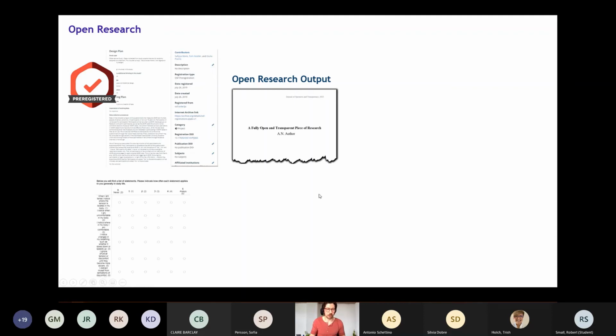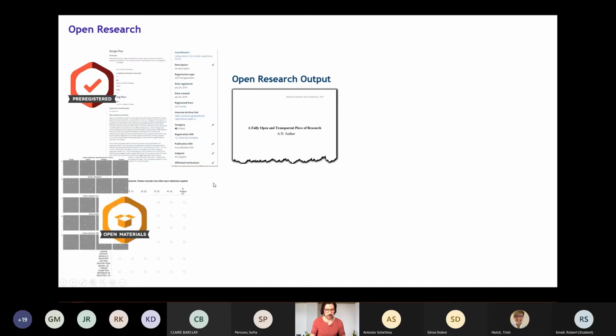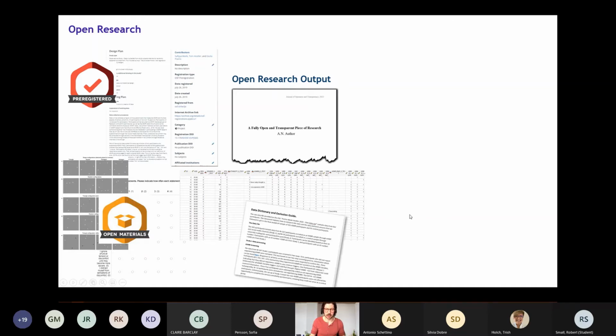We would have access to all the materials that they used, so the actual word-for-word questionnaire that they used in the research, as well as any experimental stimuli or other materials. We would have access to the raw data set, or as raw as possible, as well as any documentation that would help us to interpret it, so about how it's set up or any data they excluded and why. And that would be open data.